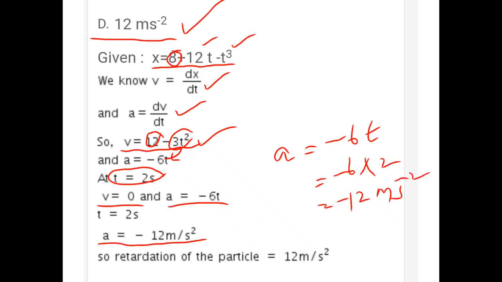The minus sign indicates that it is the retardation. That means when time goes on increasing, if the velocity goes on decreasing, it is called retardation. So the retardation word mentions the negative symbol. So the retardation of the particle will be given by this value. 12 meter per second square is the correct answer.